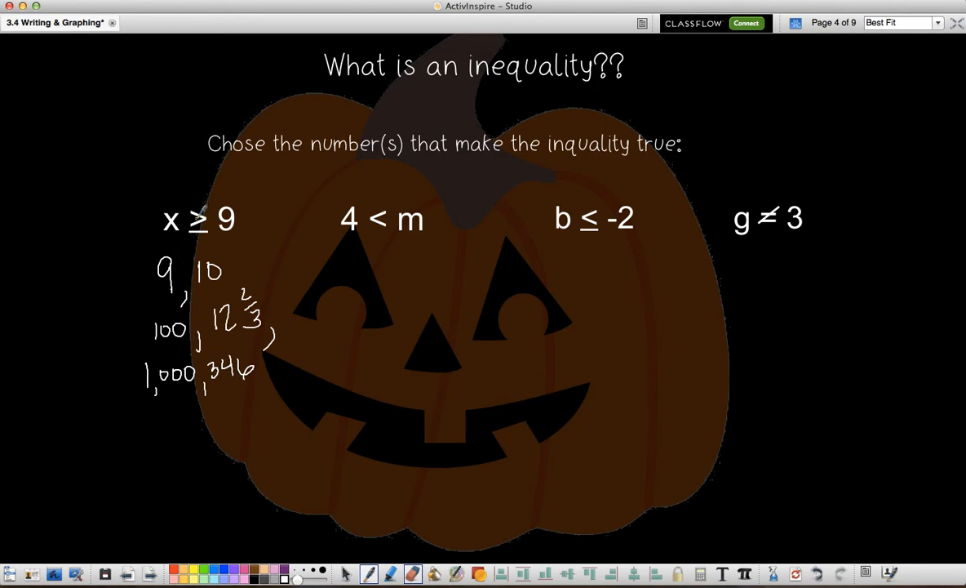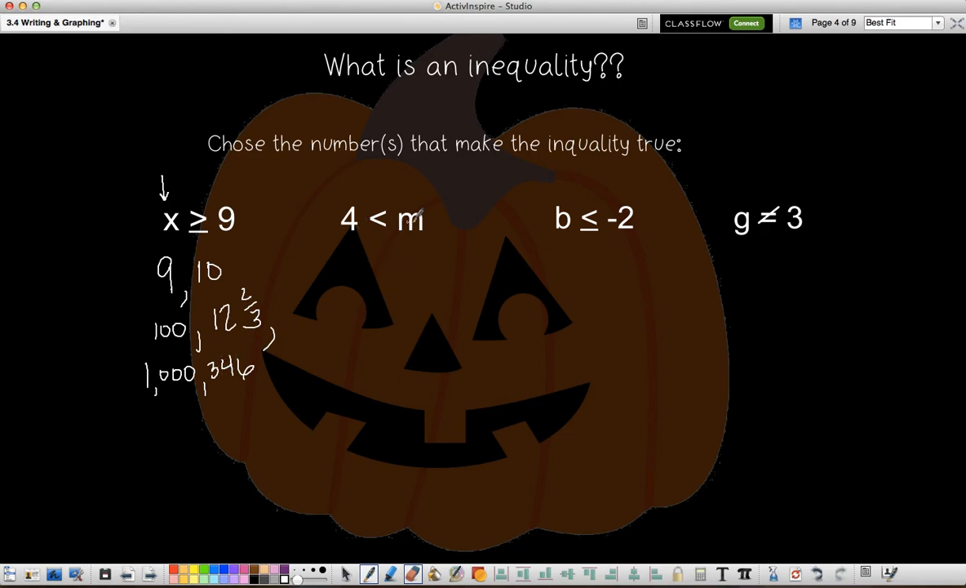And looking at it, we went from 10 to 100 to a million. Well, like I said before, there's infinitely many solutions. So as long as the number is larger than 9, so as long as whatever you plug in here fits this sentence, it works as a solution.